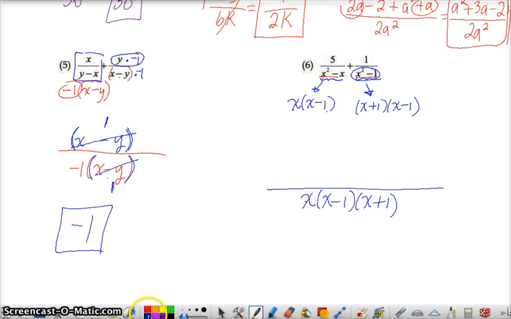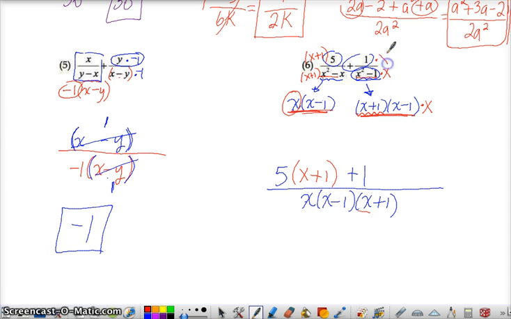So in this first fraction here, I have a 5, and in my second fraction, I have a plus 1 in the numerators. For the denominator of the first fraction, what is it missing? It's missing the x plus 1. So I would have to multiply the denominator and the numerator by x plus 1. On my second one, I'm missing the x, so I've got to multiply the denominator and the numerator by x.